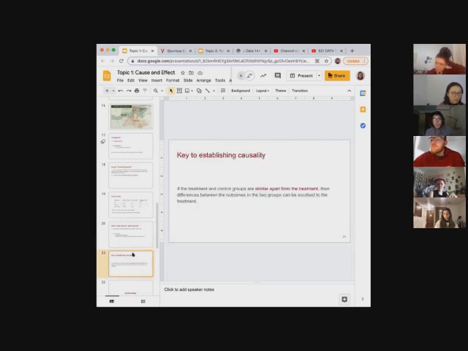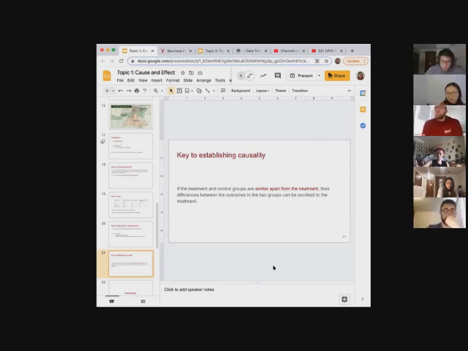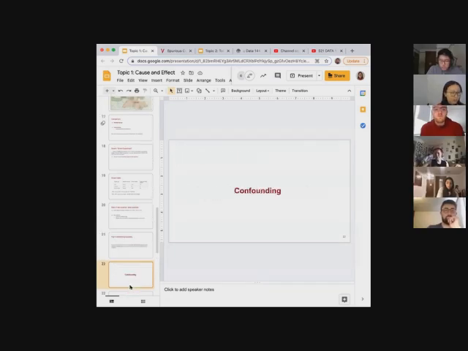Okay. And I will just wrap up here by saying that the key to establishing causality, again, is that we need to make sure that the treatment and control groups are similar except for the treatment. Then if you observe any difference in the outcome, you can attribute that difference to the treatment itself. Otherwise, there might be certain things that keep you from making your conclusion here. Okay? So with that in mind, let's get to the last topic here.